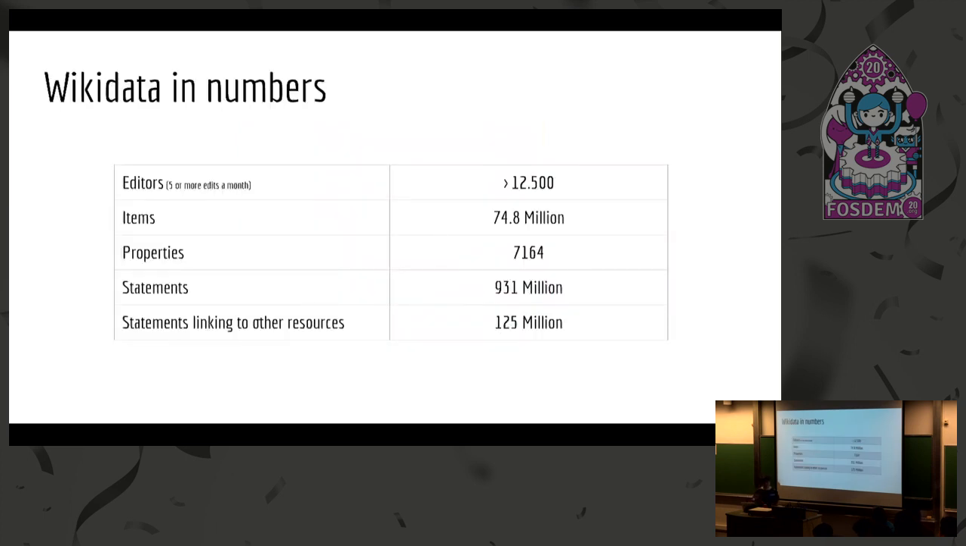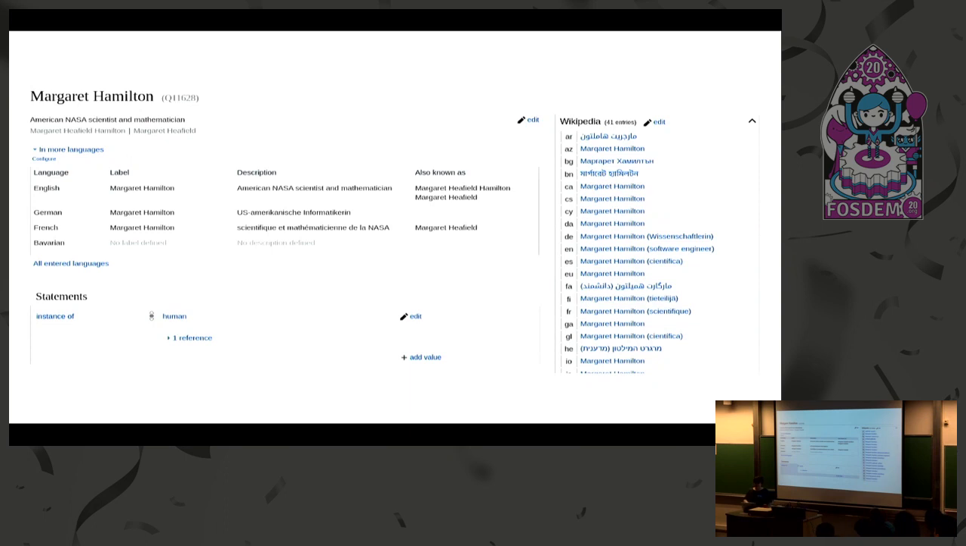Today, there's about 12,500 people who make at least 5 edits on Wikidata a month. And maintain this data. We describe around 75 million concepts, things in the world. So that's quite a lot of data. And now, how does this look like?